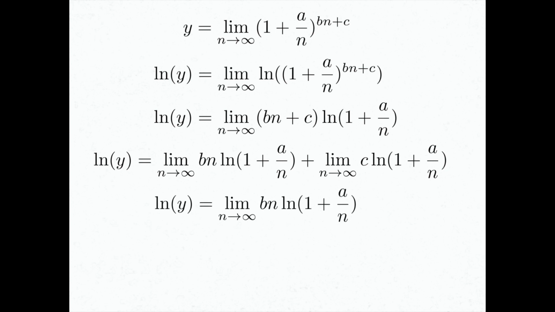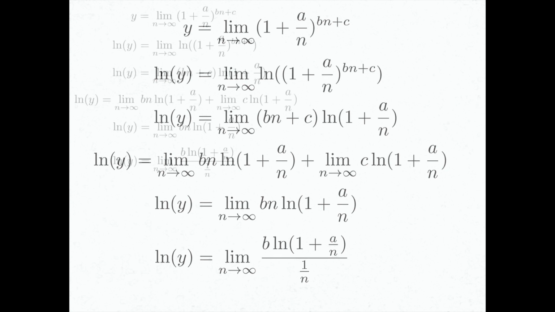We are now left with the limit as n goes to infinity of bn times the natural log of 1 + a/n. Now as n goes to infinity, this becomes 0 times infinity, which is indeterminate. Therefore, we need to use L'Hopital's. In order to do this, we can move this n in the front to become a 1 divided by n in the denominator. Let me slide this over here to make more room.